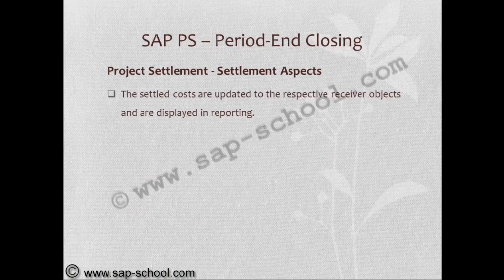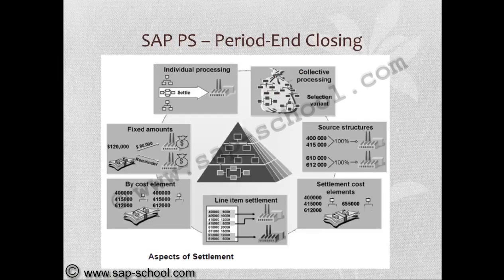So in the settlement aspects, the settled costs are updated to the respective receiver objects and are displayed in reporting. So the aspects of settlement consist of source structures, settlement cost, collective processing, individual processing, fixed amounts by cost elements, and line item settlement.